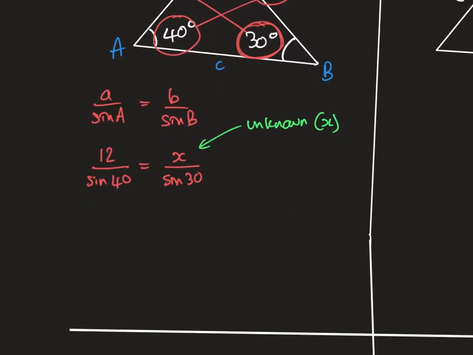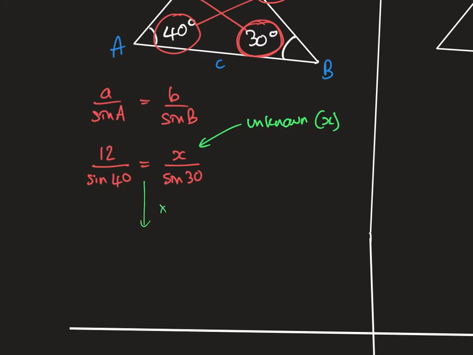Now, in order to solve this, all we have to do is times both sides by sine 30, and that will get rid of that sine 30 on the bottom there. So what we end up with is 12 sine 30, because we're timesing it by that, over sine 40 is equal to x. And then all I have to do is pop that into the calculator. So I just press my fraction button, and then 12 sine 30 over sine 40. In some calculators, you might need to put the times between the 12 and sine 30, and the calculator will automatically put brackets for you.